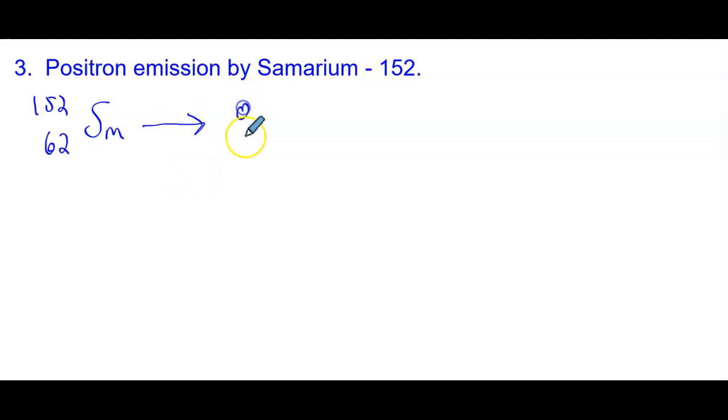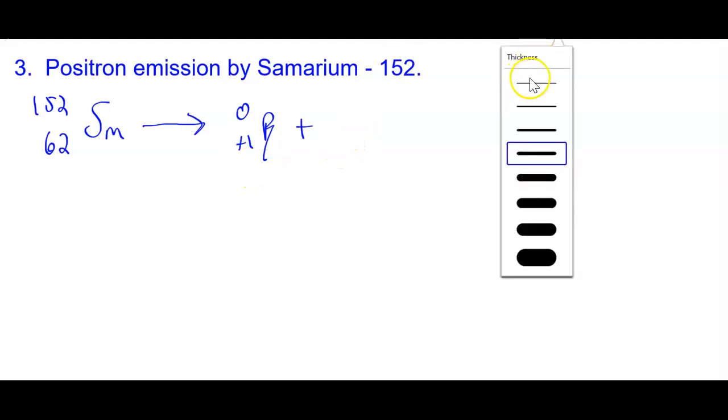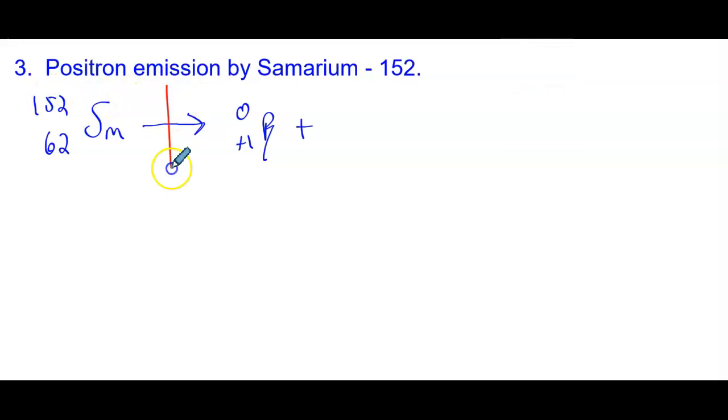So we're going to have 0, plus 1, beta. You don't have to write the +1. I do that just to enforce on my brain that I know it's positive. I'm going to think about what my totals are on each side of the arrow. So I split it. I have 152 and 62, and I have 0 and 1.